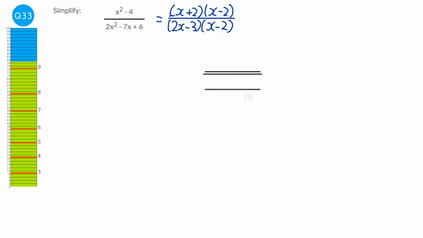Then we're going to look at top and bottom and see if there's a bracket that's the same, which there is, this x minus 2. So we're going to divide top and bottom by x minus 2. And that will effectively get rid of the x minus 2 at the top and the x minus 2 at the bottom. It won't get rid of it, it will just turn it to 1, and then it will be x plus 2 times 1 and 2x minus 3 times 1, which will just be x plus 2 as the numerator and 2x minus 3 as the denominator.